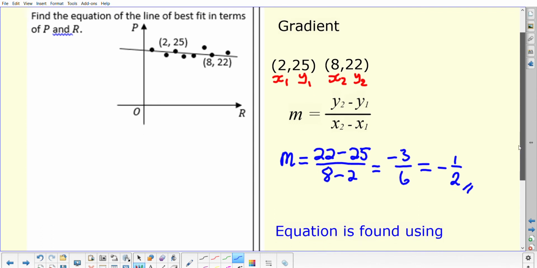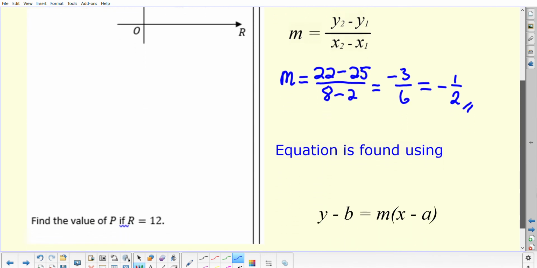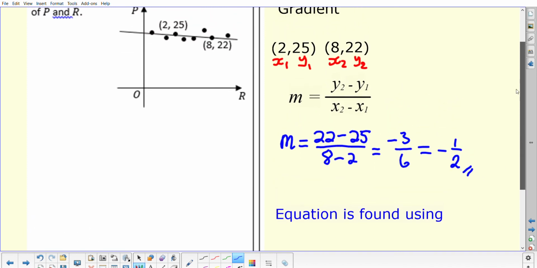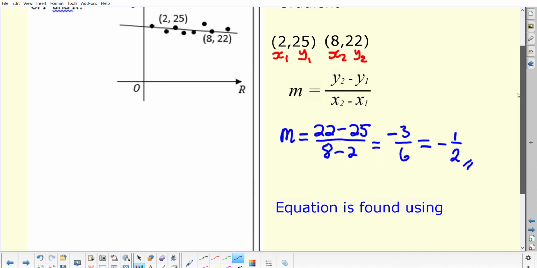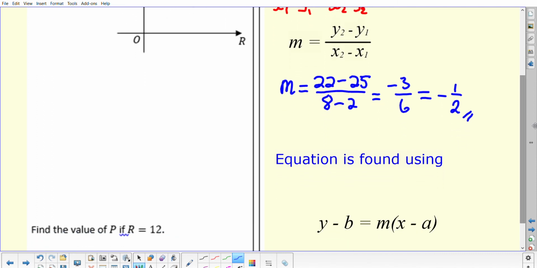So this time, neither of these points is the y-intercept. So when it's not the y-intercept, we need to be using the y minus b equals m times x minus a. Now what the a and the b refer to this time is you choose one of the points from your line. It doesn't actually matter which. So we're going to use the point 8, 22, and we're also using that gradient equal to negative a half.